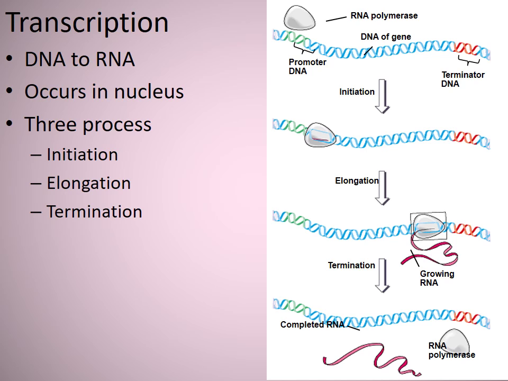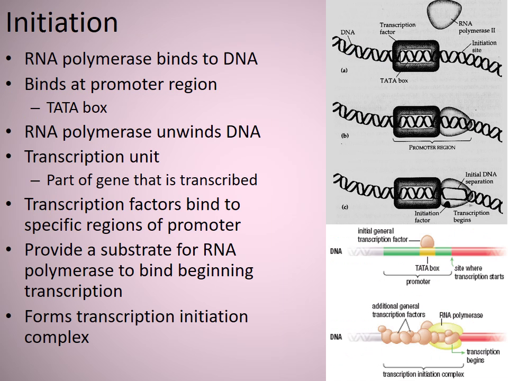It occurs inside the nucleus. Okay, DNA, remember, it's found only in the nucleus. I mean, there is some DNA in the mitochondria, but we are not talking about the mitochondrial DNA in this case. We are talking about the specific DNA that's located in the nucleus of a eukaryotic cell. Okay, so three processes that we're going to take a look at: initiation, elongation, and termination.